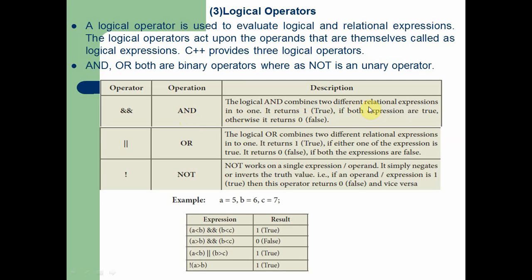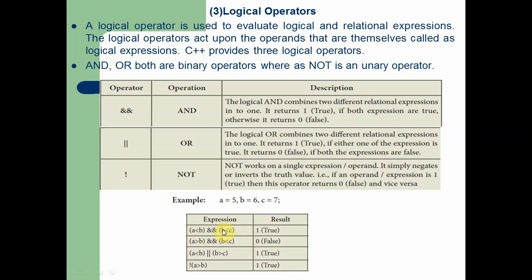The logical AND combines two different relational expressions into one and returns one, that is true, if both expressions are true. Otherwise, it returns zero. See here, a less than b and b less than c: these are two different expressions combined by AND. So this will return true because for the first expression, a value is 5, b value is 6, 5 less than 6, of course this expression will return true. And you go for the second expression, b less than c. Of course, the value of b is 6, the value of c is 7. 6 less than 7. So the second condition is also true.